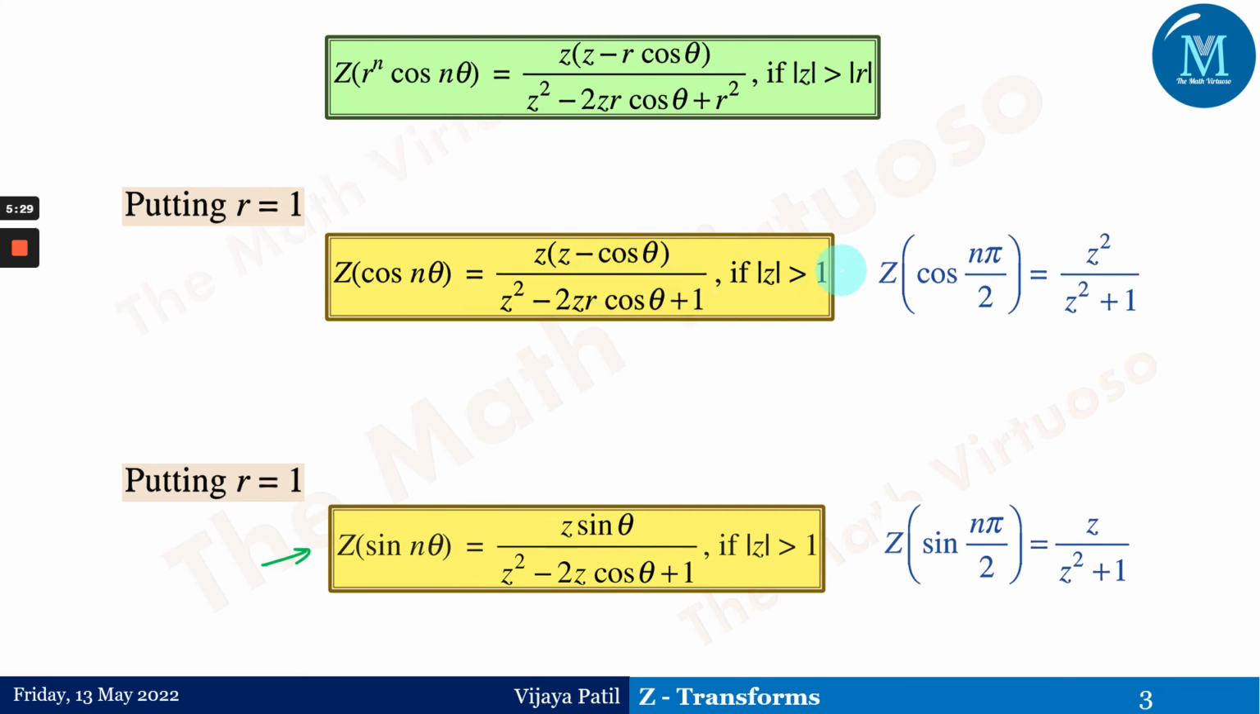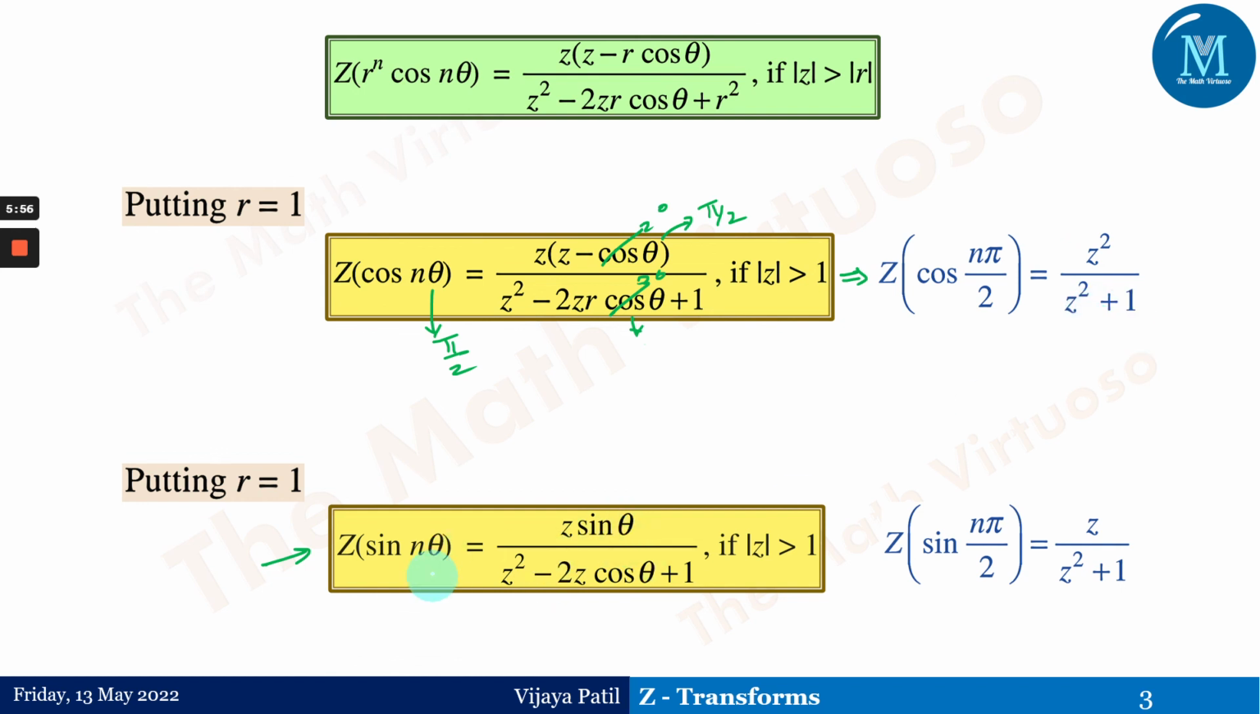Similarly, from this we can easily check, whenever we have cos of n theta and we put theta equal to pi by 2, we can have the Z transform of cos of n pi by 2 as z square upon z square plus 1. Wherever there is a theta, we are going to put pi by 2. So cos of pi by 2 is coming out to be 0 here, and similarly cos of pi by 2 is 0 over here. That means we are going to get z square upon z square plus 1.